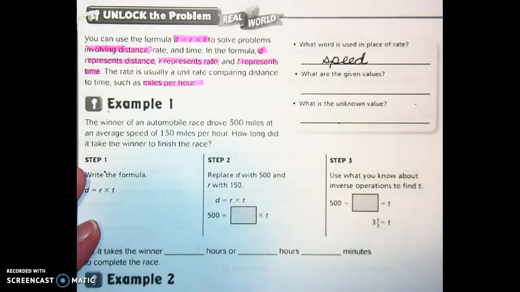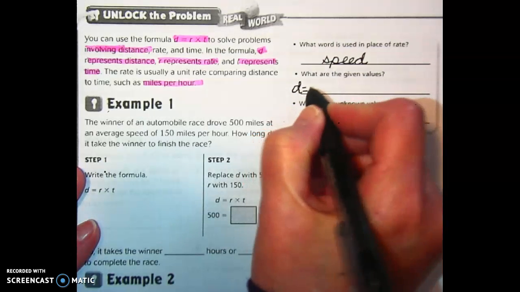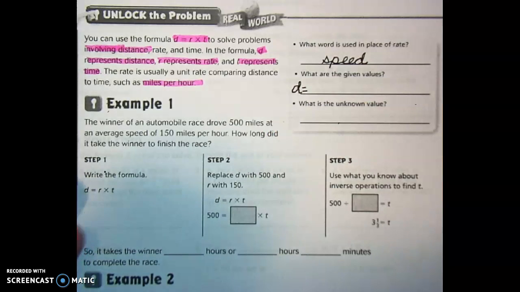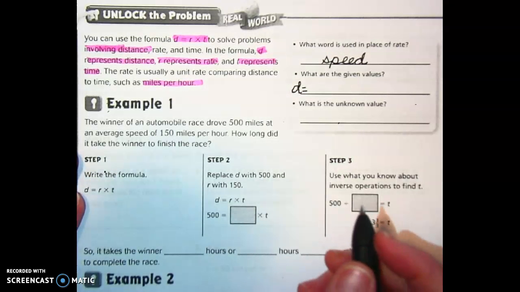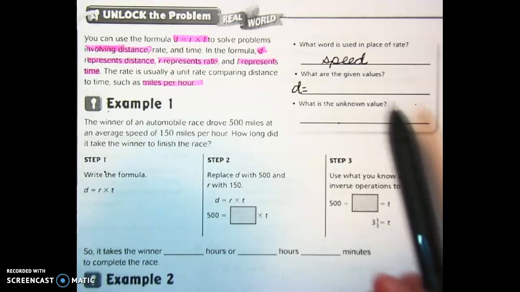What are the given values? That distance equals, oh, we haven't read that. We'll go back to that, but we're going to do what is the unknown value. So let's look at our problem. The winner of an automobile race drove 500 miles at an average speed of 150 miles per hour. How long did it take the winner to finish the race? Now we're going to go back up here.